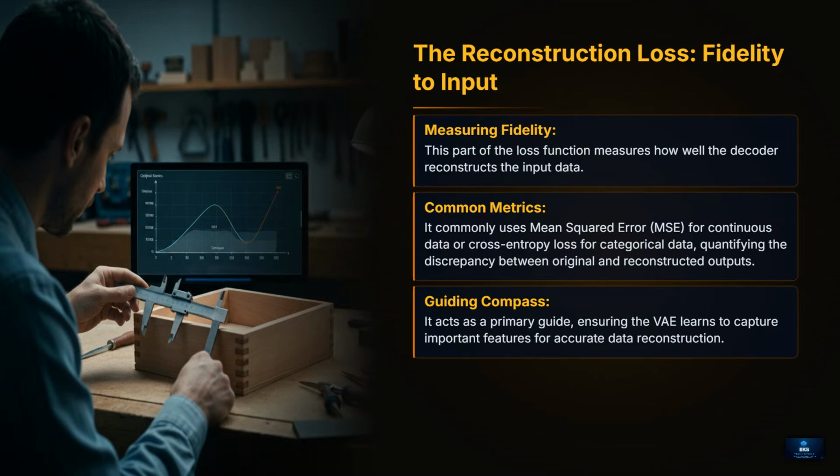When training a VAE, we're trying to minimize a combined loss. The first part is the reconstruction loss. Basically, it measures how close the output generated by the decoder is to the original input. Think of it like a quality checker, making sure the VAE can faithfully reproduce the data it was given. This guides the VAE to capture essential features.